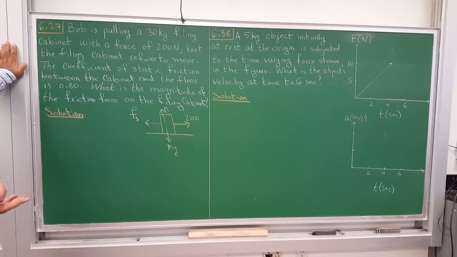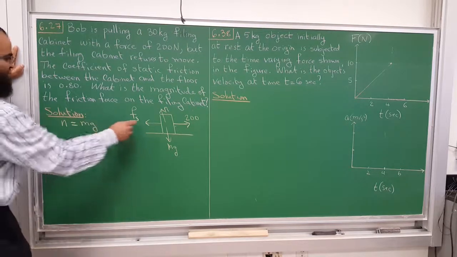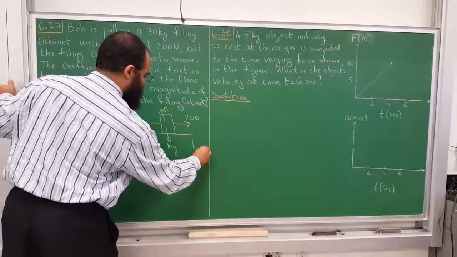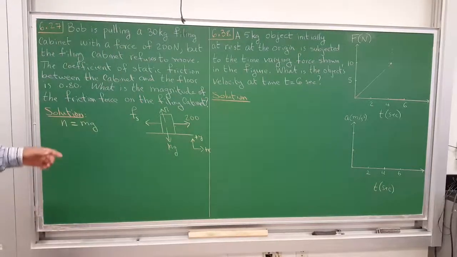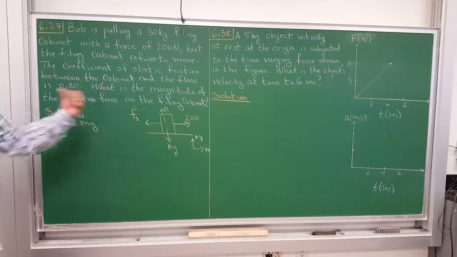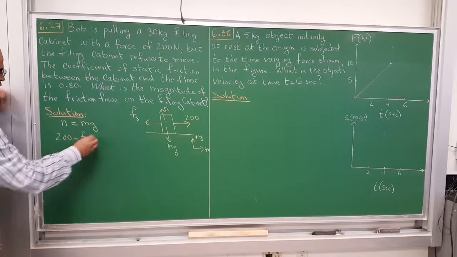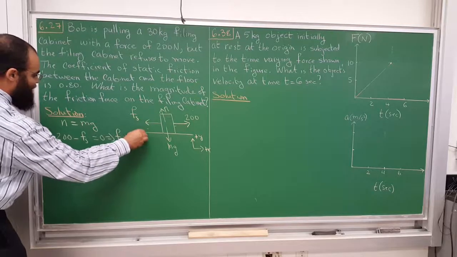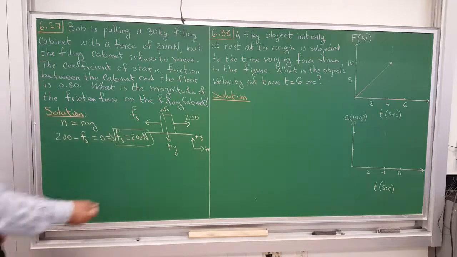Since the cabinet is not moving, the net force on it is equal to 0, and that means in the y direction, the normal force is simply equal to mg. In the x direction, here is my positive x, and this is my positive y, those are my coordinates. In the x direction, I have 200 newtons to the right, and a force of friction to the left, so 200 minus the force of friction, because it's to the left, equals 0, and so the force of static friction is simply 200. That's the answer, it's just 200 newtons, it's as simple as that.